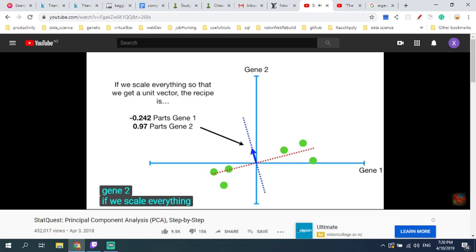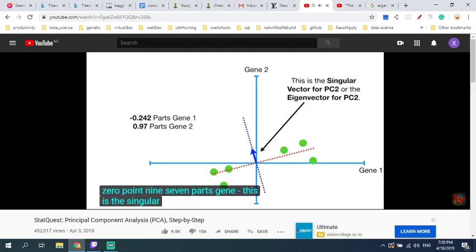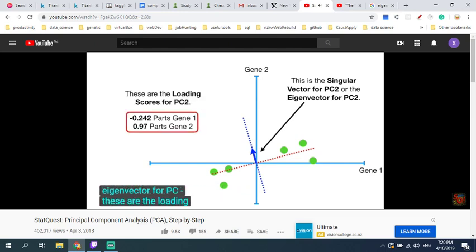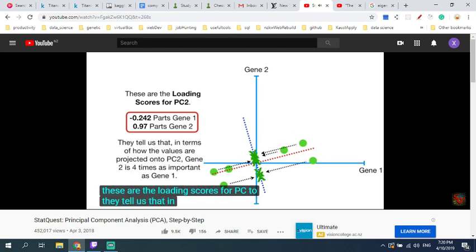If we scale everything so that we get a unit vector, the recipe is -0.242 parts gene 1 and 0.97 parts gene 2. This is the singular vector for PC2, or the eigenvector for PC2. These are the loading scores for PC2. They tell us that in terms of how the values are projected onto PC2, gene 2 is 4 times as important as gene 1.